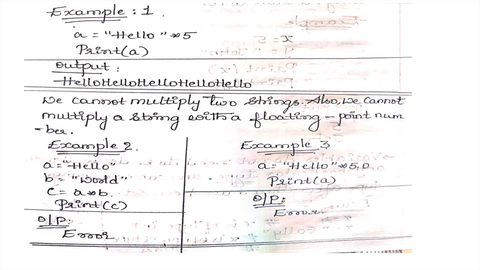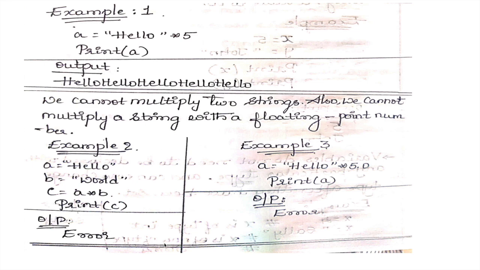Okay, so example, a is equal to "hello" * 5. You can see hello is enclosed within quotes because it is a string. Hello is a string. So you can see I'm multiplying my string with an integer 5. So that means hello is going to be repeated 5 times. It is going to repeat the same string 5 times, replicate the same string 5 times, duplicate the same string 5 times.